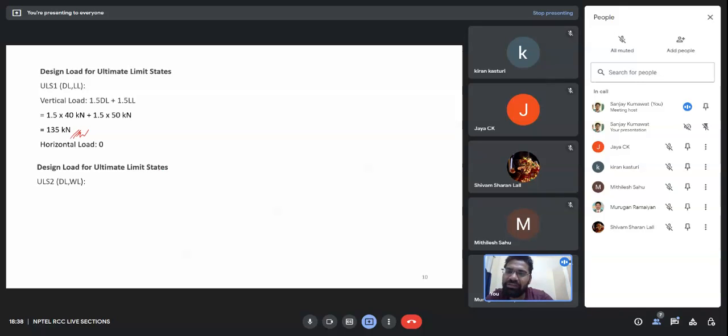Then the second load combination is for dead load and wind load. So wind load is nothing but horizontal load, while dead load is vertical load. So for the horizontal load, 1.5 plus 1.5. Okay, so we have this one.